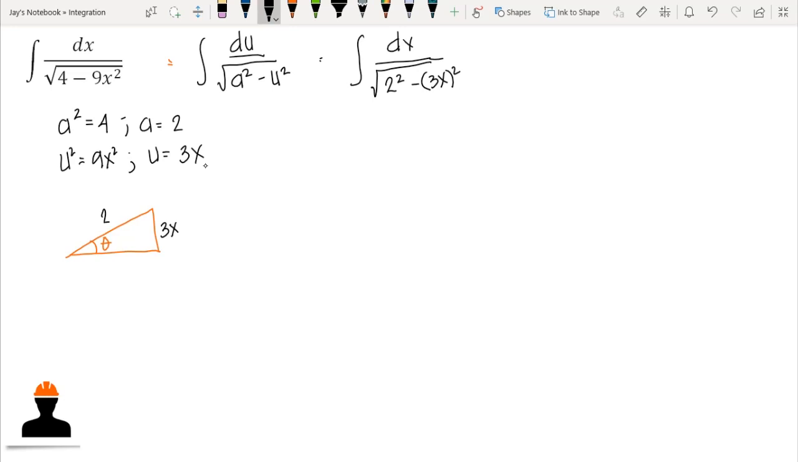So we can now use sine: sine of theta is equal to the opposite, 3x, over the hypotenuse, 2. Therefore, 3x is equal to 2 sine of theta, which is our u, and this one is our a. It resembles my previous example, that is, u is equal to a sine theta, if you remember. So we substitute this into this form.